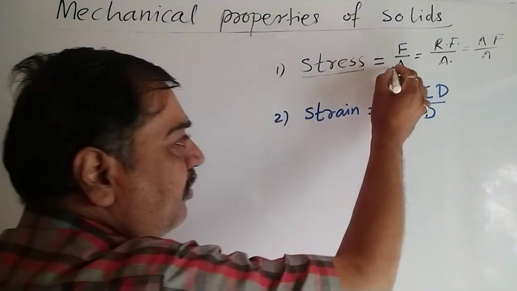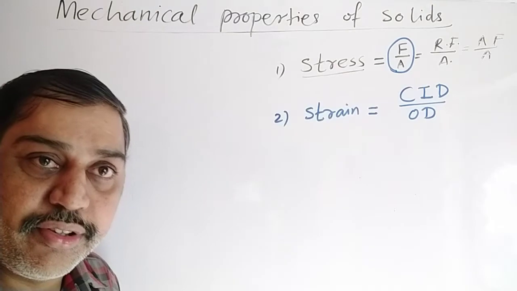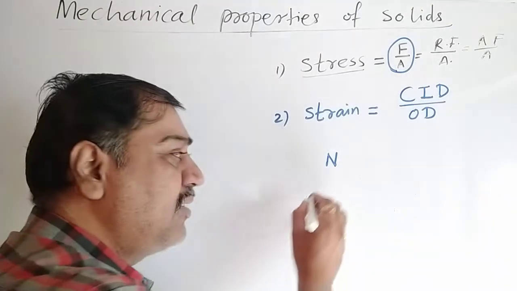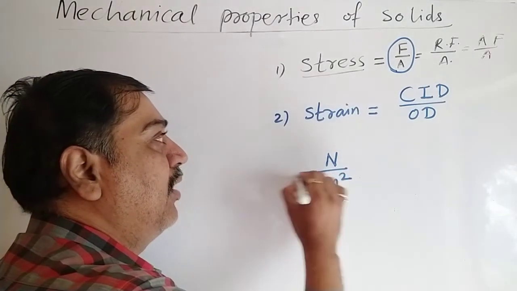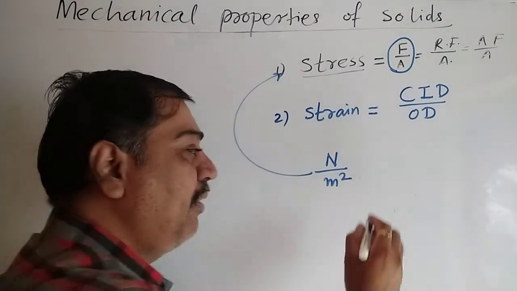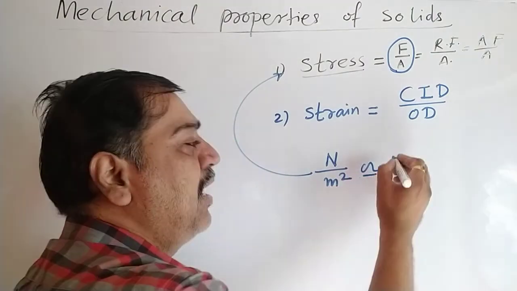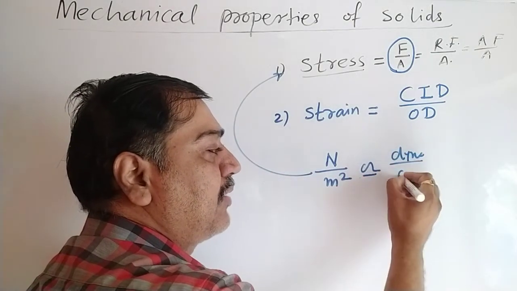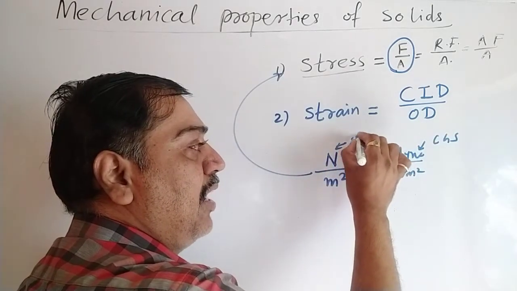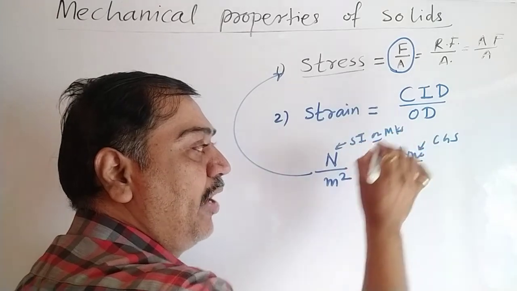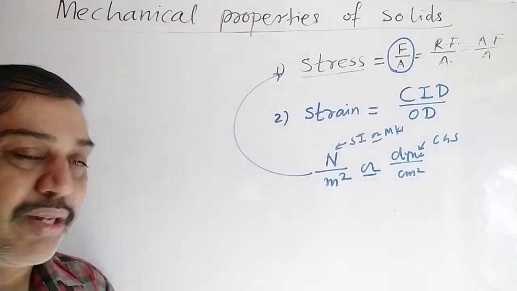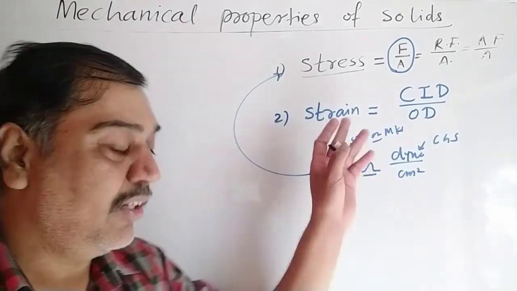Now let's see here. Stress is force divided by area. What is the unit of force? Force is measured in Newton, the SI unit. Area is in meter square. So Newton per meter square is the unit for stress. Stress is always measured in Newton per meter square, or in the CGS system as dyne per centimeter square. This is the CGS unit, and the other is the SI or MKS system, which we already saw in the 4th chapter. So Newton per meter square in the SI system, dyne per centimeter square in the CGS system, is the unit of stress.